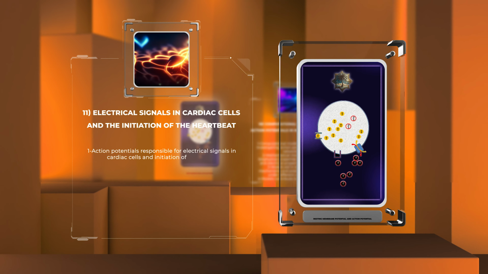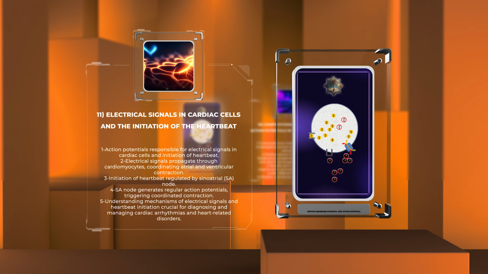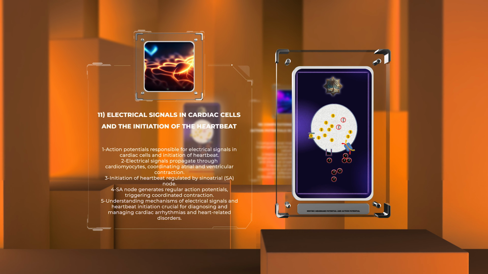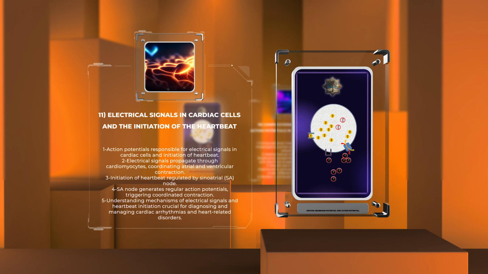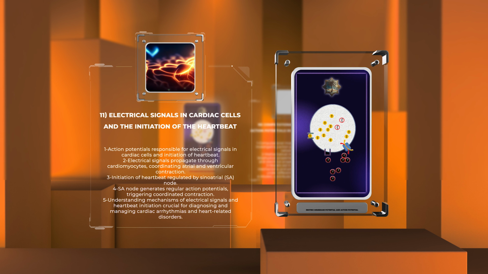Action potentials are also responsible for the electrical signals in cardiac cells and the initiation of the heartbeat. In the heart, electrical signals propagate through specialized cells known as cardiomyocytes, allowing coordinated contraction of the atria and ventricles. The initiation of the heartbeat is regulated by a specialized cluster of cells called the sinoatrial (SA) node, which acts as the heart's natural pacemaker. The SA node generates regular action potentials, which spread to the atria and trigger the coordinated contraction that propels blood into the ventricles. Understanding the complex mechanisms underlying electrical signals in cardiac cells and the initiation of the heartbeat is crucial for diagnosing and managing cardiac arrhythmias and other heart-related disorders.